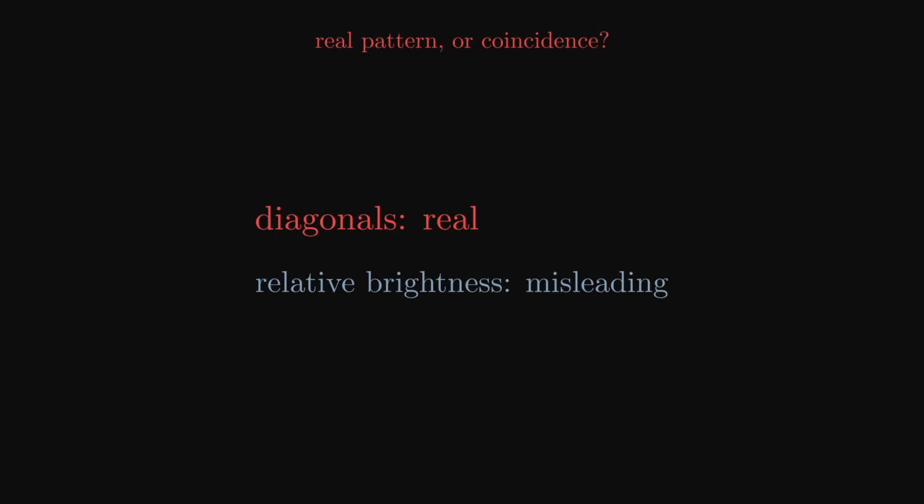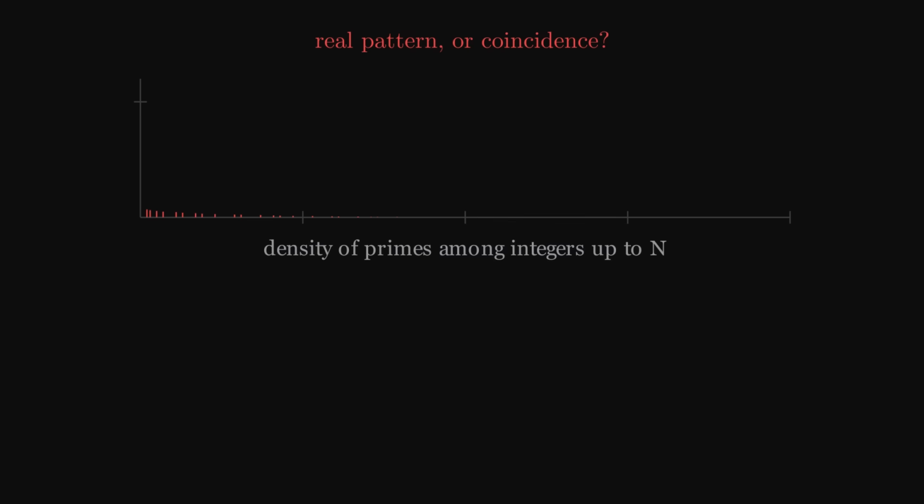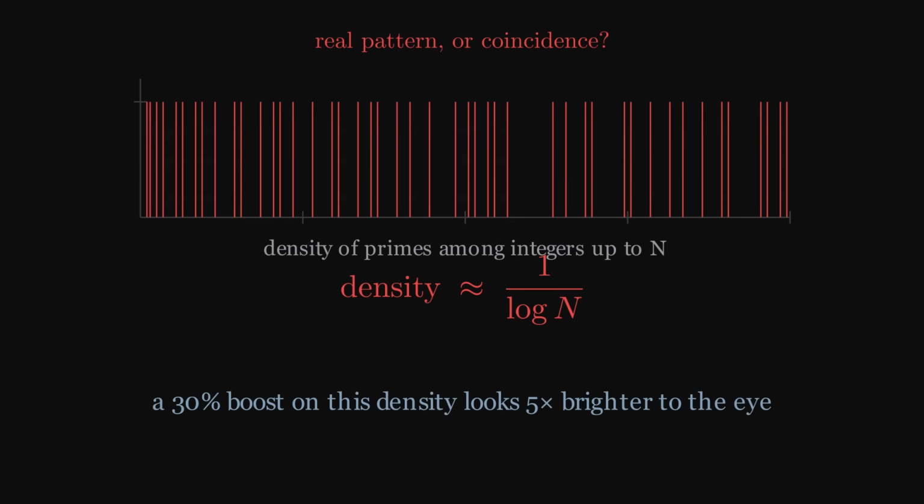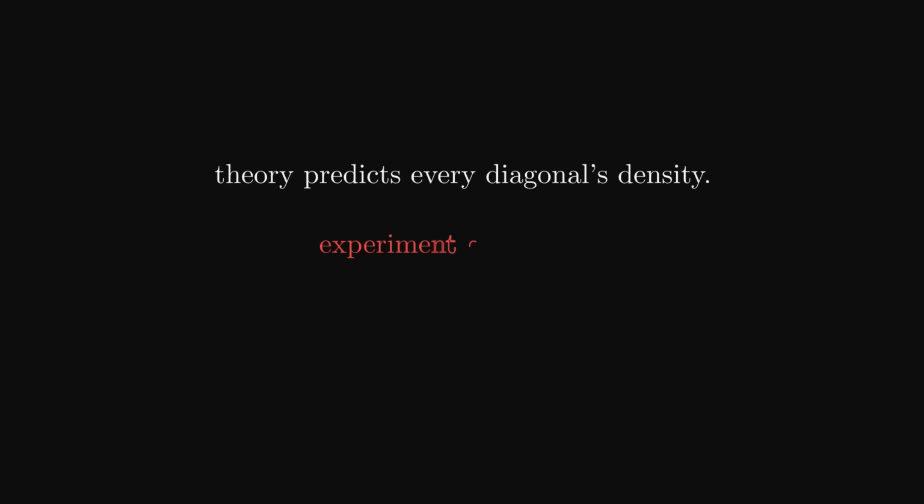The eye exaggerates. A diagonal with 30% more primes than average looks 5 times brighter than a uniform background. The visual impact is amplified by the very small density of primes among integers. At any given scale, you're seeing a fraction of about 1 over log n of the cells lit up. Adding 20% more primes to that fraction looks dramatic. A careful statistical analysis shows, yes, the diagonals are statistically significant. The number of primes along certain diagonal strips exceeds chance by a substantial margin. The Hardy-Littlewood F conjecture predicts the size of these excesses, and experimentally, the predictions match.